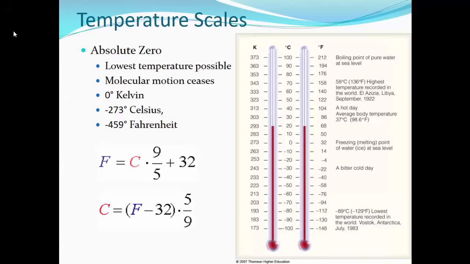Now, Kelvin is a whole different thing. Kelvin, 0 is absolute zero. At absolute zero, you are at the lowest temperature possible, and molecular motion ceases. When we talk about absolute zero, we're talking about no molecular motion. Remember, temperature is a measure of molecular motion, the speed of molecules. So absolute zero, or 0 Kelvin, is zero molecular motion.